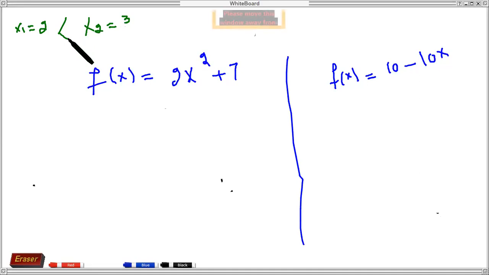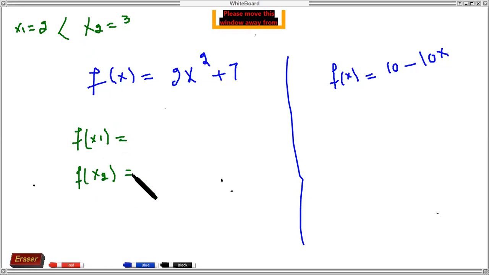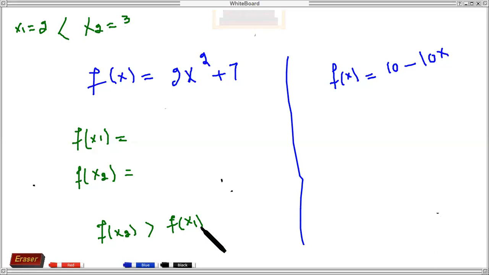Then, putting values, if you put f of x1 and same f of x2 value, if the condition is f of x2 is greater than f of x1, this function is called increasing function. This one is opposite: if f of x1 is greater than f of x2, then it is a decreasing function.